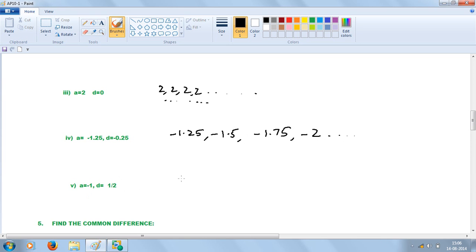Next example is a is equal to minus 1, d is half. So a plus d, the next term is minus half. Next term 0. Next it's half, 1, and so on. You subtract a term from the preceding term: half minus 0 is half, 1 minus half is half, 0 minus minus half is half.